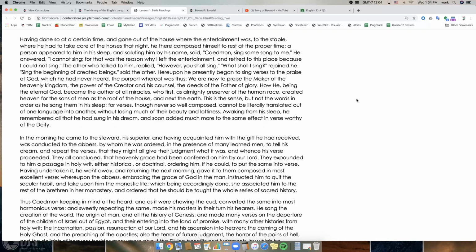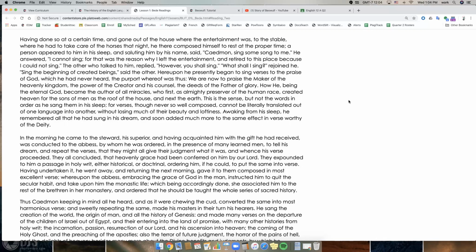This is the sense, but not the words, in order as he sang them in his sleep. For verses, though never so well composed, cannot be literally translated out of one language into another without losing much of their beauty and loftiness. Awaking from his sleep, he remembered all that he had sung in his dream, and soon added much more to the same effect in verse worthy of the deity.